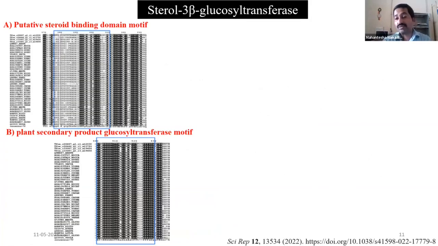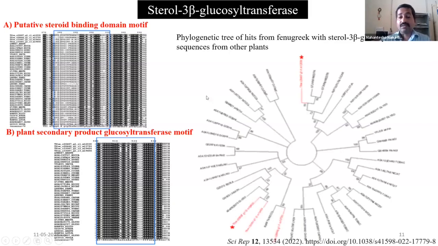Further, looking into those transcripts' functionality, the same protocol is followed. This particular enzyme has two domain motifs: one is a putative steroid binding domain, and another is the plant secondary product glycosyltransferase motif. And if you look here, this enzyme got two hits. Again, interestingly, this enzyme is also very closely associated with Medicago truncatula, which is a very similar species.